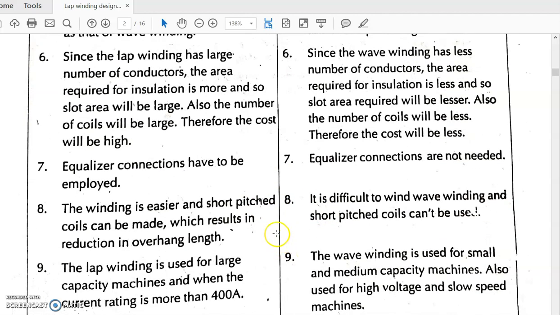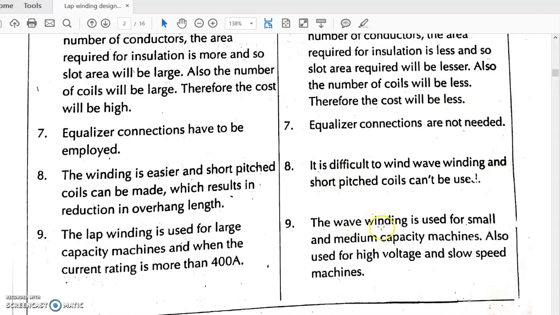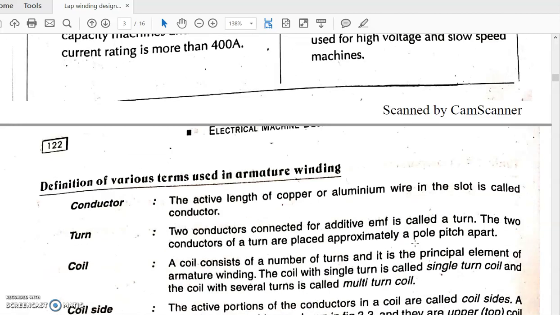In lap winding, short pitch coils can be made, and it is also easier, but short pitch cannot be used in wave winding. As I already mentioned, the lap winding is used for large capacity machines, and wave winding is used in small and medium capacity machines.